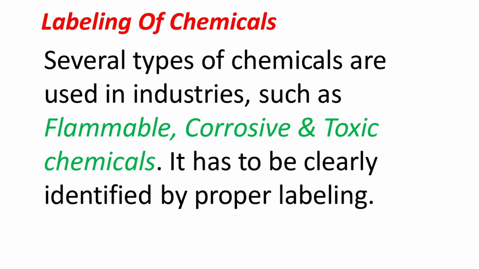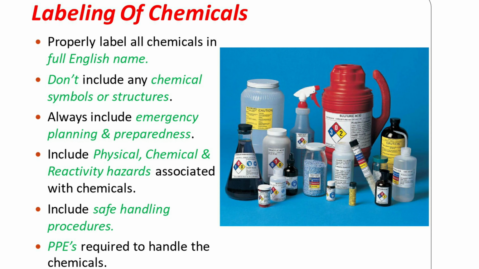Labeling of chemicals. Several types of chemicals are used in industries, such as 1. Flammable, 2. Corrosive, and 3. Toxic chemicals. It has to be clearly identified by proper labeling. Properly label all chemicals in full English name. Don't include any chemical symbols or structures.